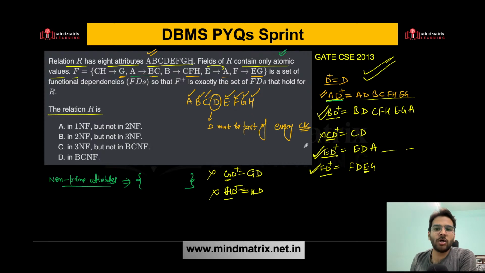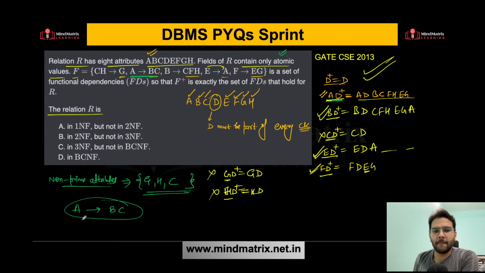Those attributes which are not part of any candidate key. So here, A, B, D, E, F are the prime attributes. So that means the remaining are G, H, what else? Any other attribute which is not there? F is there, A is there, B is there, C is not there, so C also. So these are the non-prime attributes. Now, do we have any partial dependency? So if you see here, A determines BC.